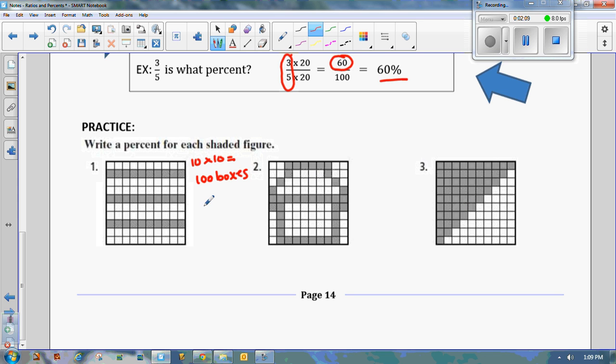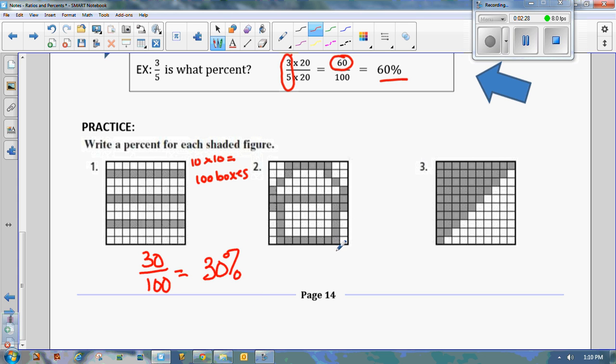So in order to find out what our percentage of each shaded figure is, we count how many boxes are shaded. Here we have 10, 20, and 30. So we have 30 out of 100 of the boxes total shaded, for a total of 30%.